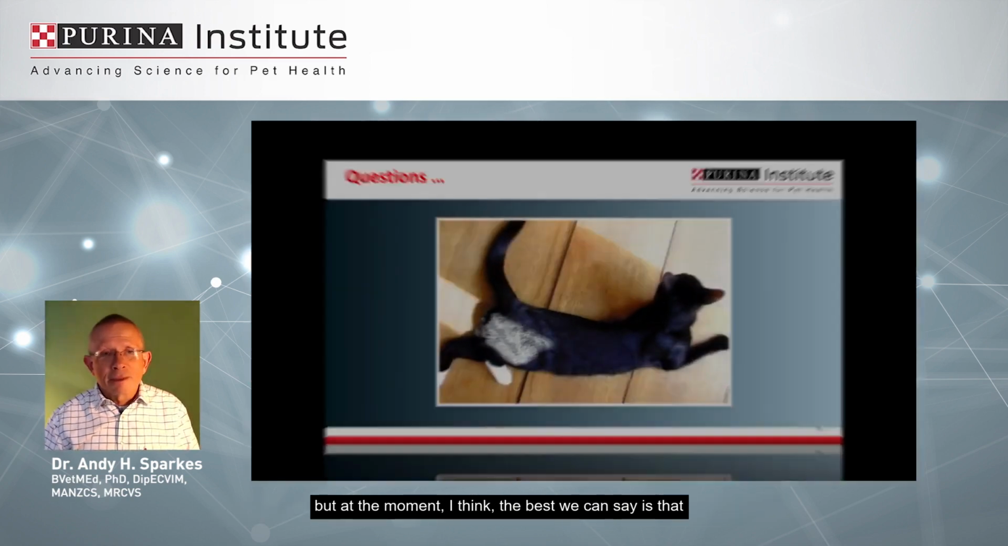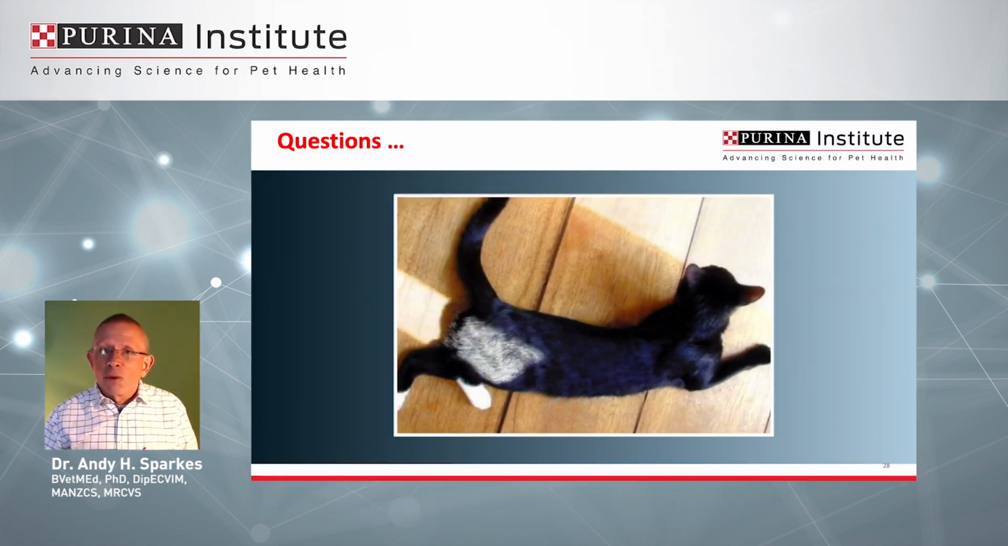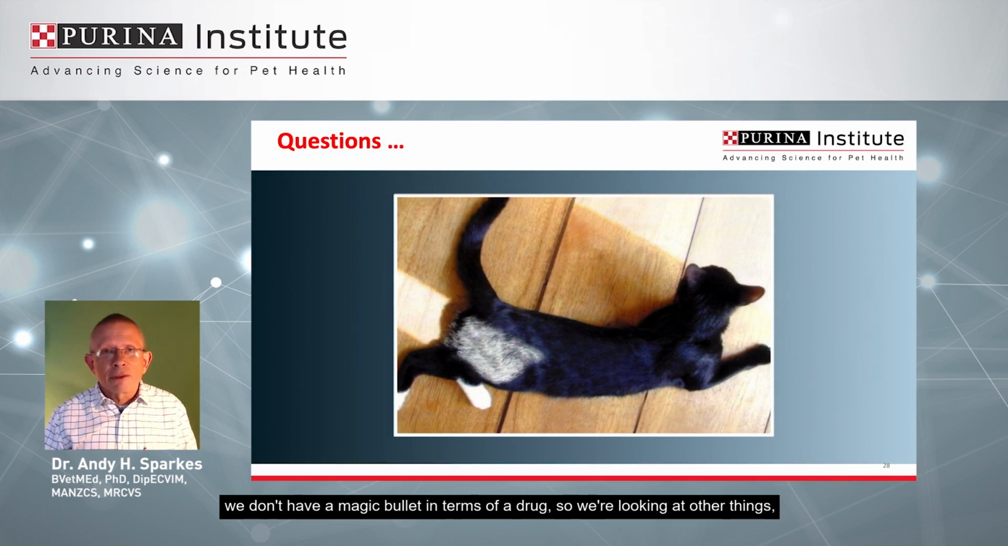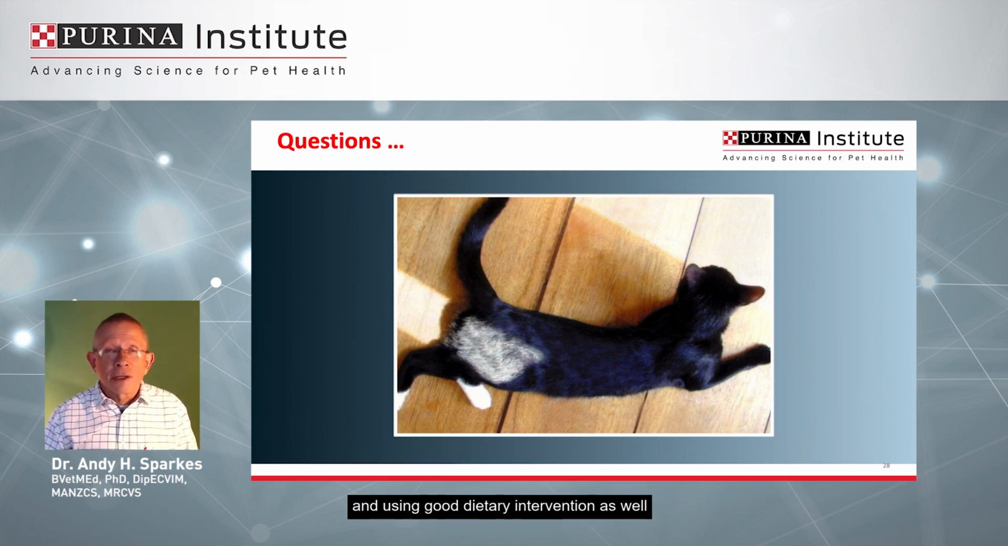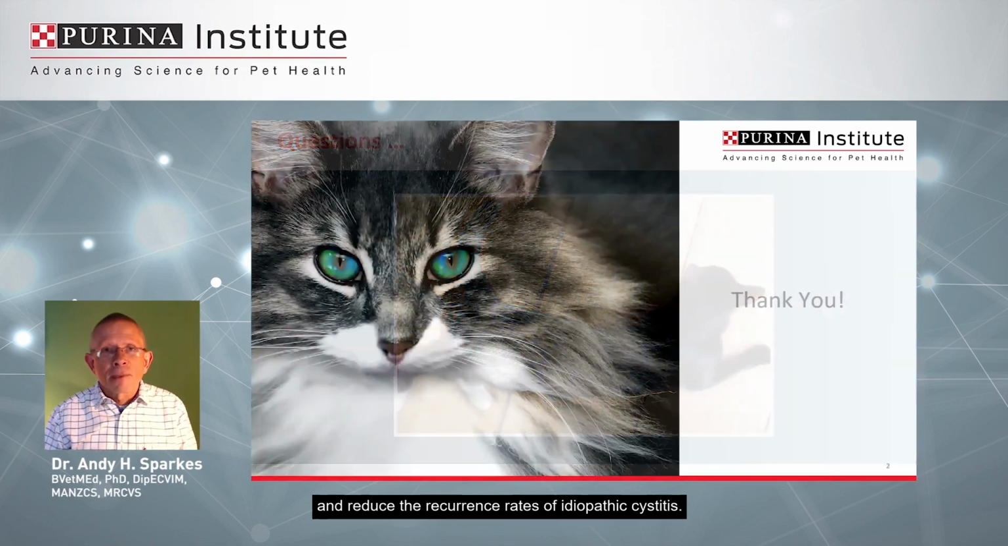But at the moment, I think the best we can say is we don't have a magic bullet in terms of a drug, so we're looking at other things, trying to reduce stress, trying to improve urinary health in these cats, and using good dietary intervention as well to try and improve the clinical signs and reduce the recurrence rate of idiopathic cystitis.